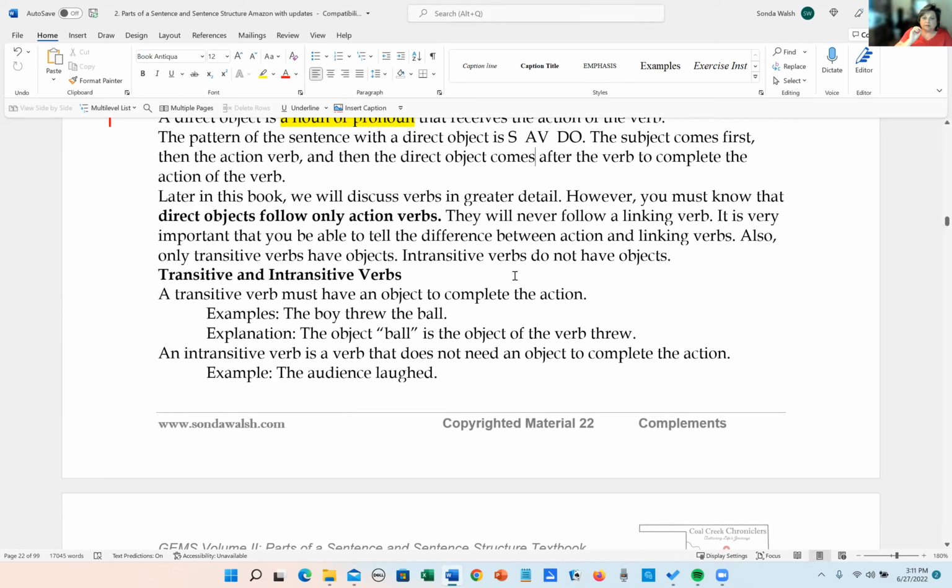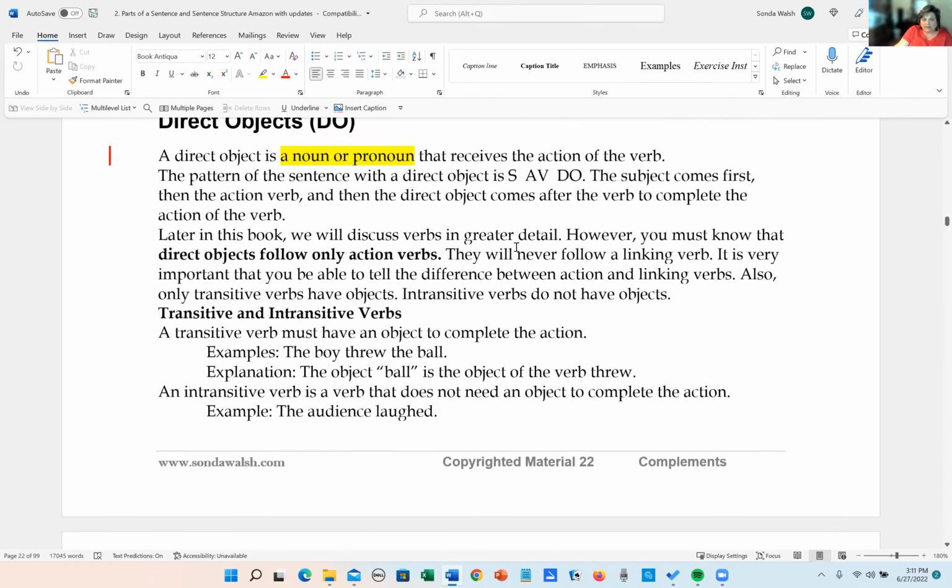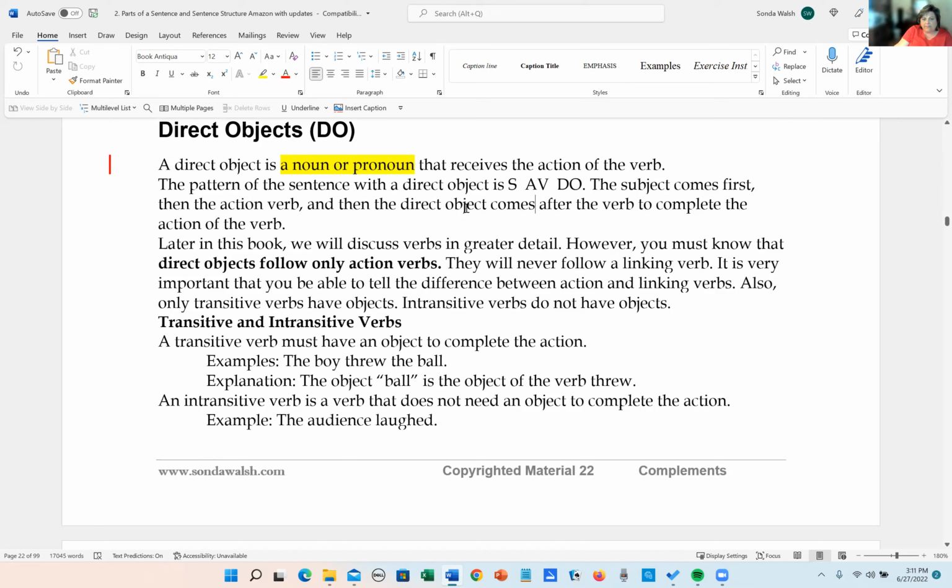Okay, let me clarify that. You cannot have an object in a clause with a linking verb. You can have a subject, a linking verb, and a predicate nominative or a predicate adjective, or you can have a clause that has a subject, an action verb, and then an object. So those are big distinctions. I can't tell you how important it is for you to notice that you have to have an action verb for a direct object. Let me say that again. In order for you to have a direct object, it must follow an action verb.